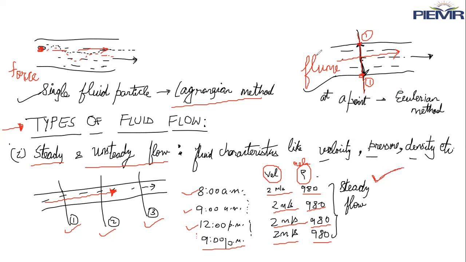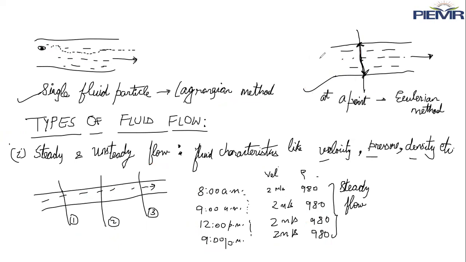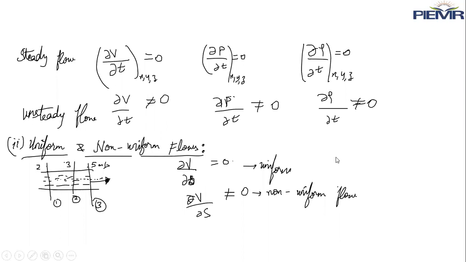ओके, यानी कि समय के साथ साथ जब फ्लूइड के पैरामीटर चेंज नहीं हो रहे हैं, when fluid characteristics like velocity, pressure, density, etc. remain constant with time, that type of flow is known as steady flow. तो थोड़ा सा मैथमेटिकली इसको अगर हम देखें तो जब कोई क्वांटिटी समय के साथ चेंज नहीं होती है तो उसका डिफरेंशिएशन विद टाइम जीरो होता है, बिकॉज इट इज नॉट चेंजिंग विद टाइम.